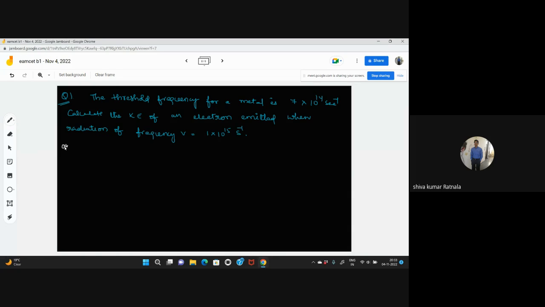Please try to answer this. How to solve this? Tell me how to solve this. Students, please respond. Are you solving or what?